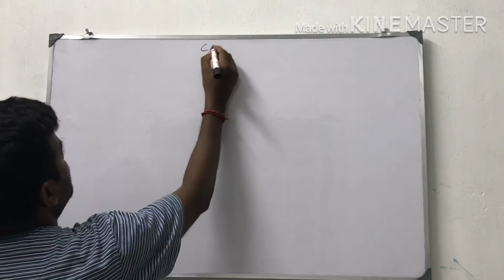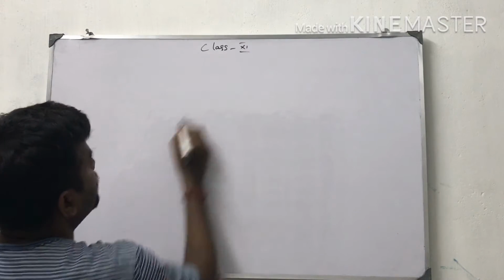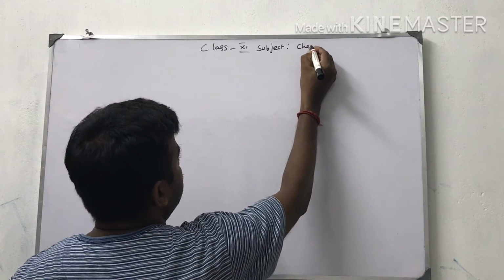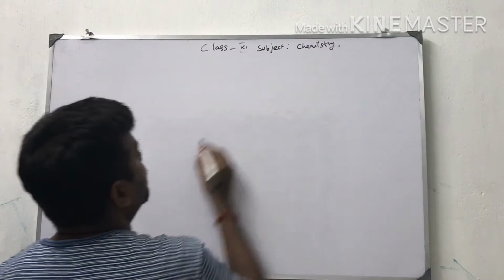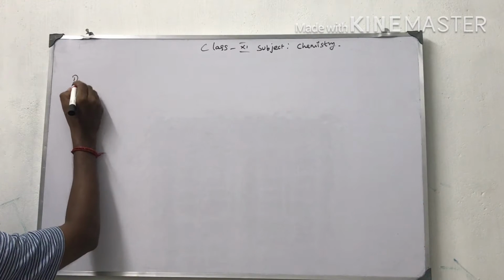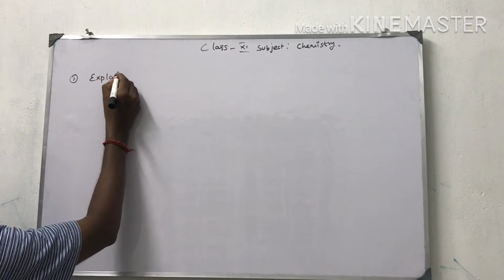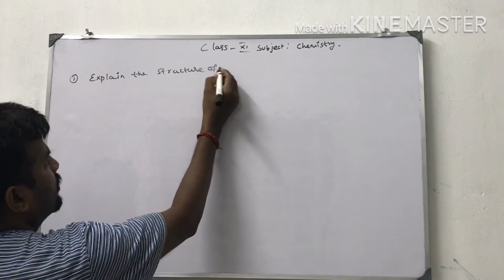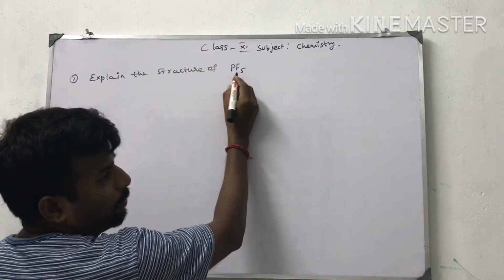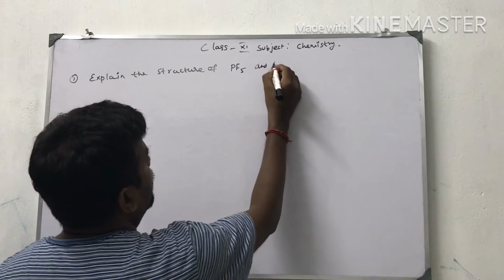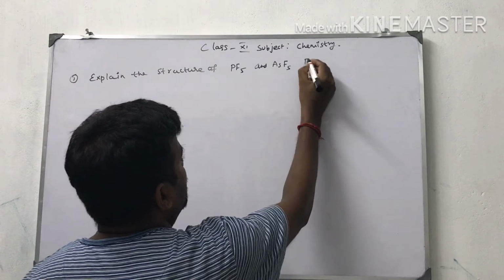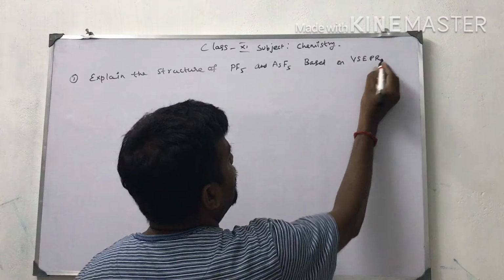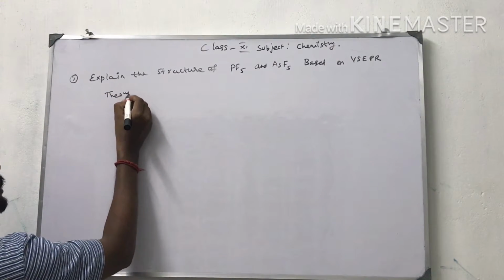Question number 1, class 11, subject chemistry, chemical bonding. The question is: explain the structure of PF5, like PCl5 and AsF5, based on VSEPR theory. This is the question, right?